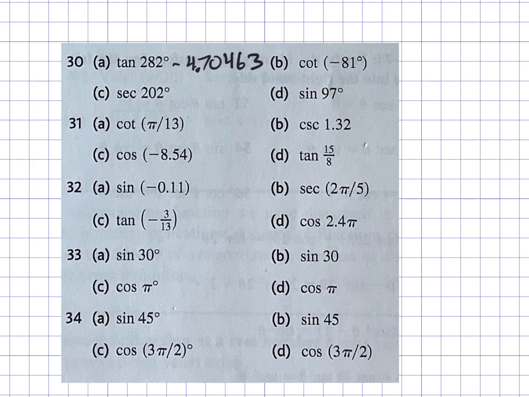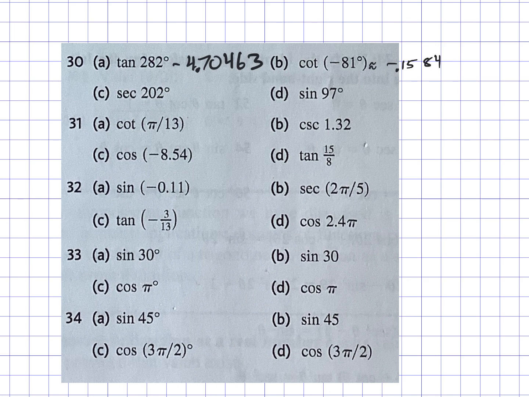Okay, let's do the cotangent of 81 degrees. Cotangent is the reciprocal of tangent, so do the tangent of negative 81, and then do 1 divided by that. So 1 divided by that answer is going to be, again, these are all approximations. I'll just write the answer down now. So negative 0.1584.